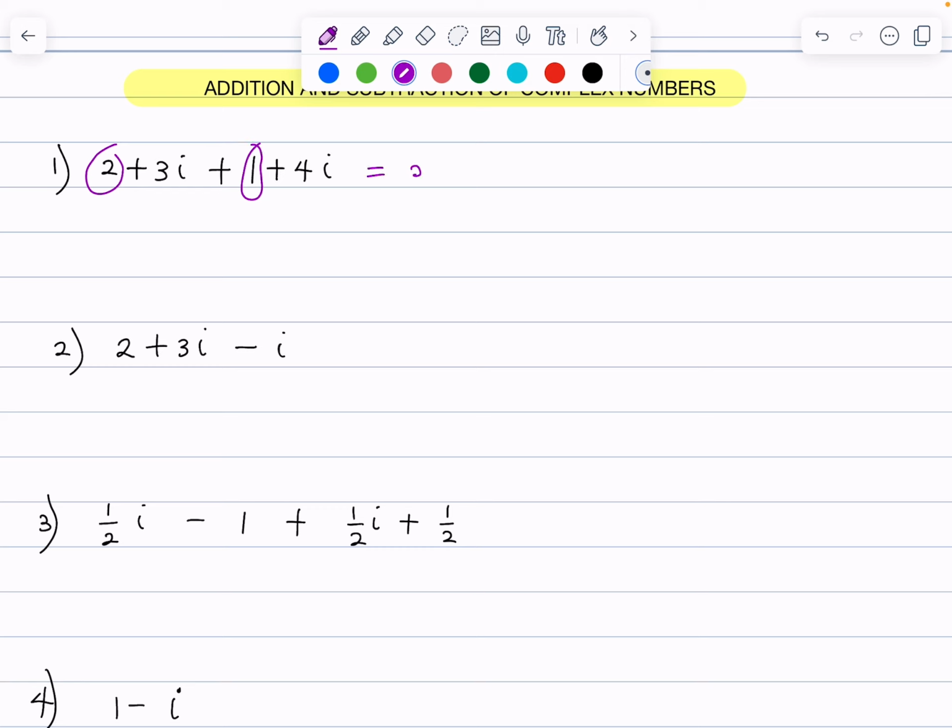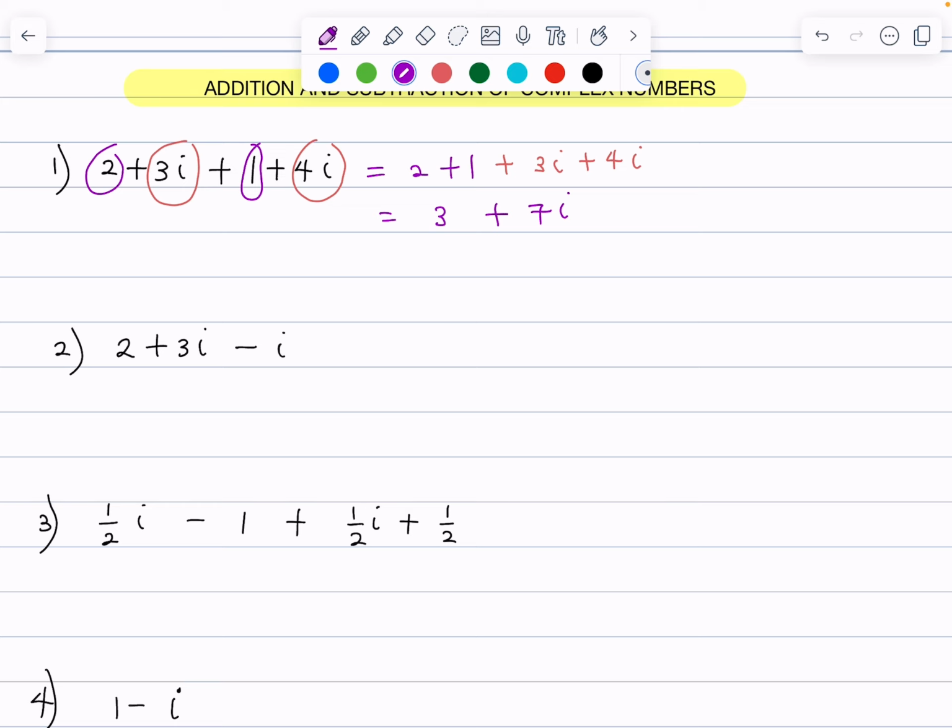So I have 2 plus 1. Then also the part with the I is the imaginary part. Just bring them together. So then I have plus 3I plus 4I. And this is just going to be equal to 2 plus 1 is 3, then I have 7, because 3 plus 4 is 7. Then you just put the I, right?